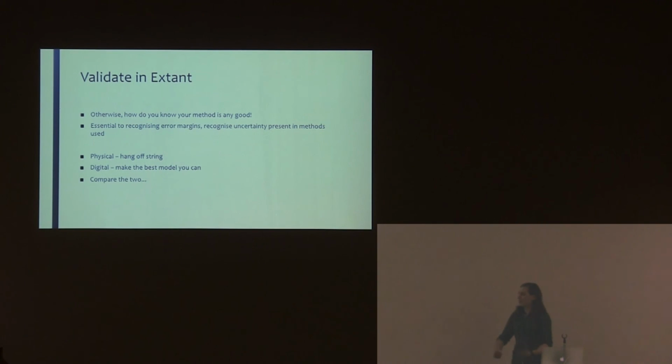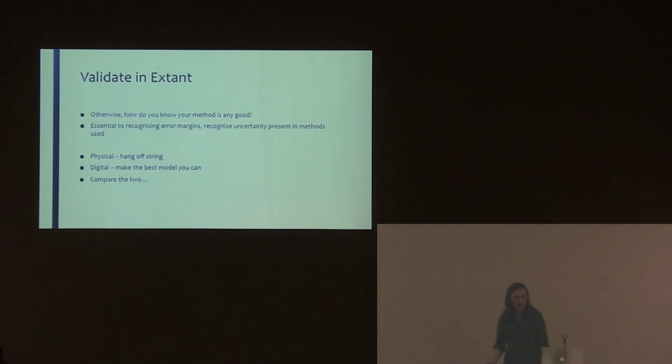You need to physically validate it, so hang it off a string, essentially, suspension methods on your actual specimen that you physically got, your bird or your crop or whatever, and then build a model and compare the two answers that you get and see how close you are actually getting. Hopefully you're reasonably close, but you never know, and that is valuable information when you then want to go on and apply it to fossils, when you're already having to make all sorts of assumptions anyway. You need to know what uncertainty is inherent in your method, otherwise you're just blowing smoke.